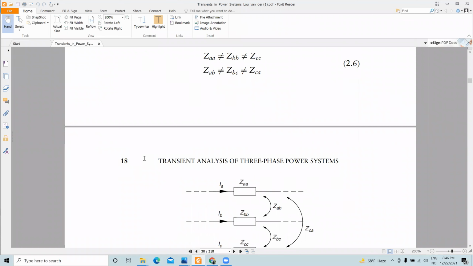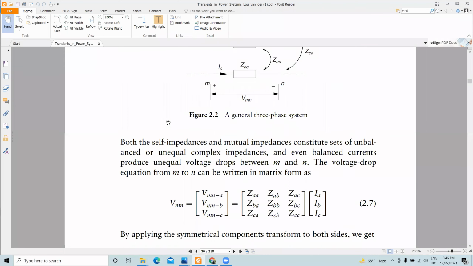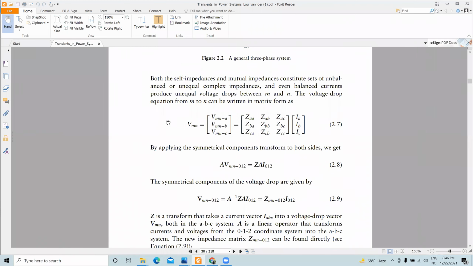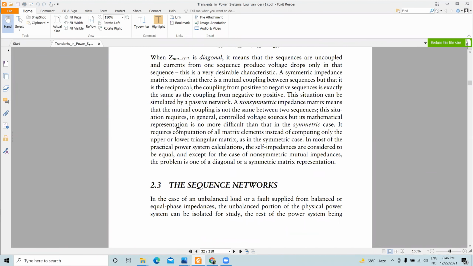Yes, sir. Okay, and then comes the sequence components for unbalanced network impedances. So you can go through it, chapter 2.2. I will go to chapter 2.3 directly. You can go through chapter 2.2.